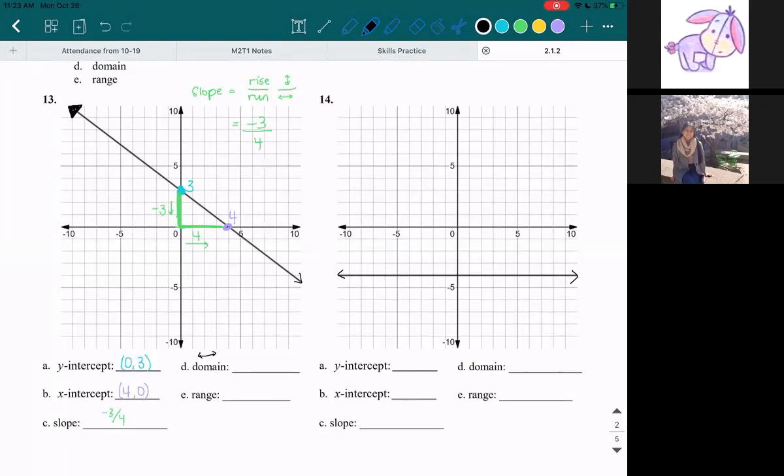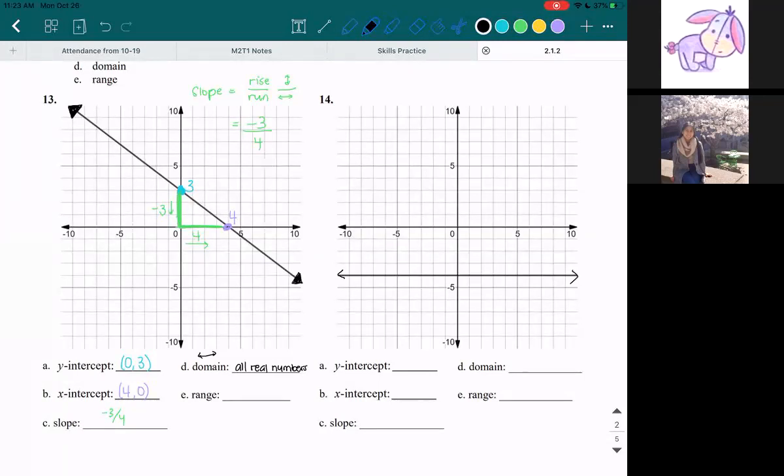Let's take a look at the right side. I see my graph going all the way to the right and continuing on forever and ever because there's an arrow there. So if I go all the way to the left and also all the way to the right, all you have to write is all real numbers. Okay, so the domain is all real numbers.